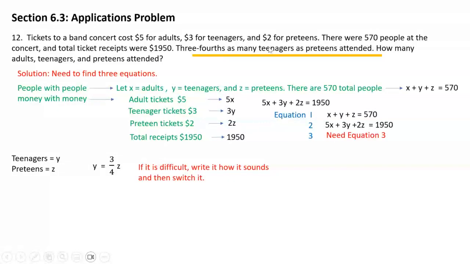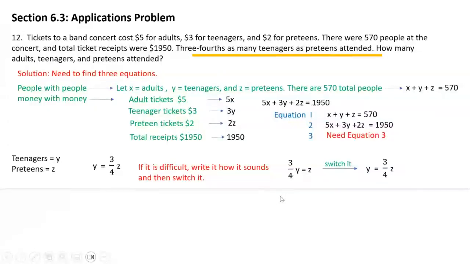It sounds like, since the teenagers is y, 3/4 y equals z, the preteens, right? That's the way it sounds. And then you switch it. You switch the 3/4, you put it with the z, for the preteens. And that's how you set it up. And I believe, guys, this will work every time. So I got my third equation.